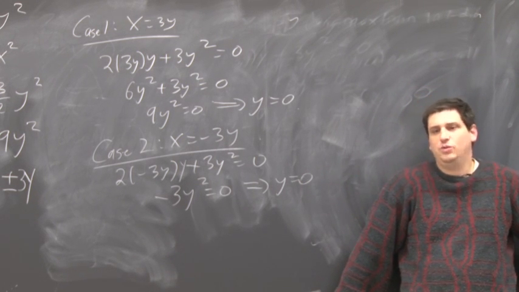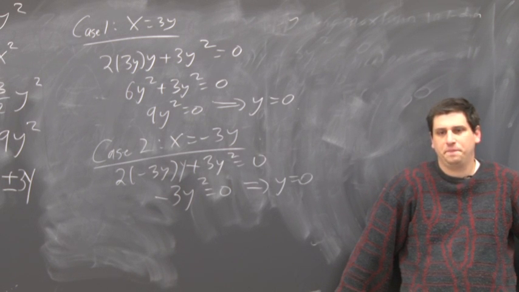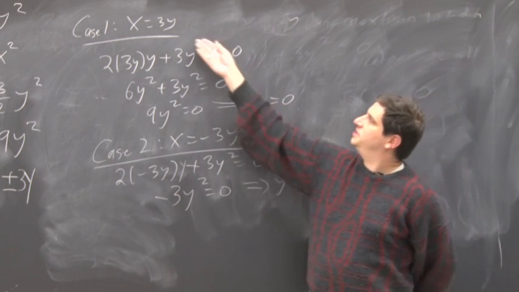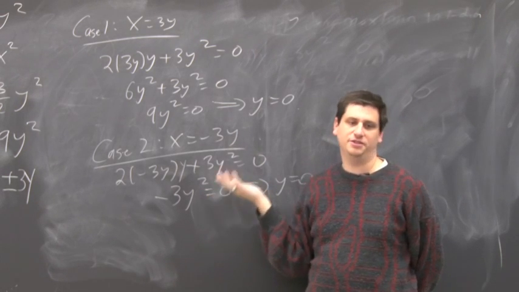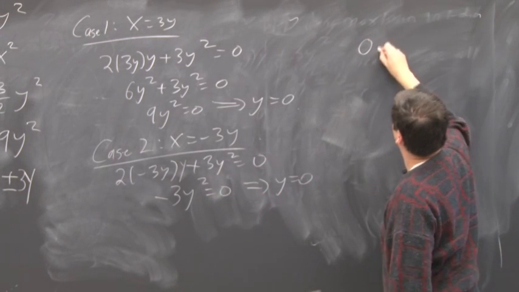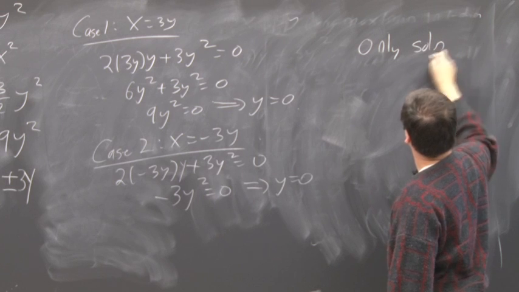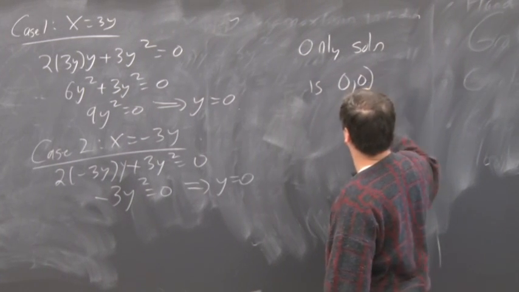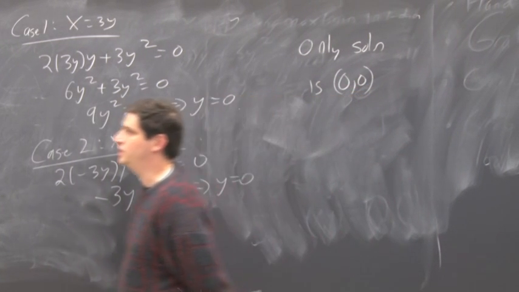And if y equals 0, what does x equal? Yeah. In this case, x is equal to plus 0. In this case, x is minus 0. Same thing. So the only solution is 0, 0. So that's our candidate.